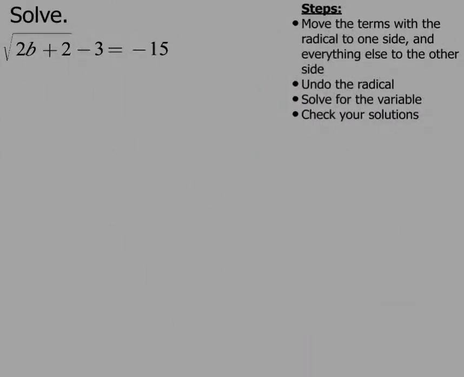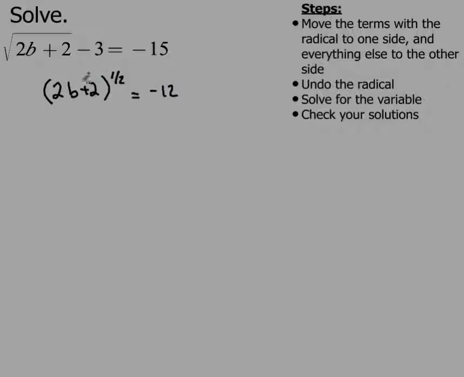Alright, so in this example, we're going to solve the equation 2b plus 2 underneath the square root minus 3 equals negative 15. Now the very first thing you're going to do is, of course, move that minus 3 over to the other side. So you have 2b plus 2. Now instead of writing a square root, I'm going to write that to the 1/2 power equals, now negative 15 plus 3 is negative 12.